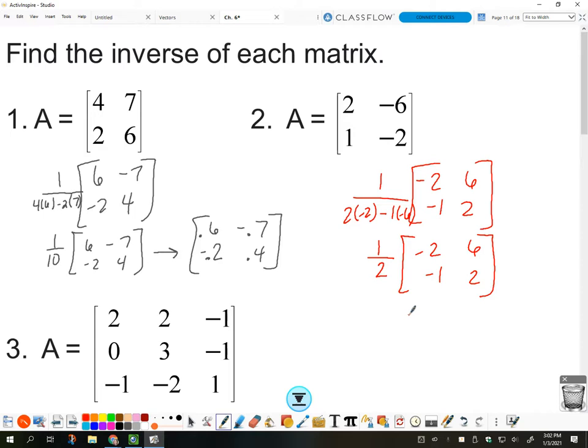So that would give us negative 1, 3, negative 1 half, and 4 as our answer.